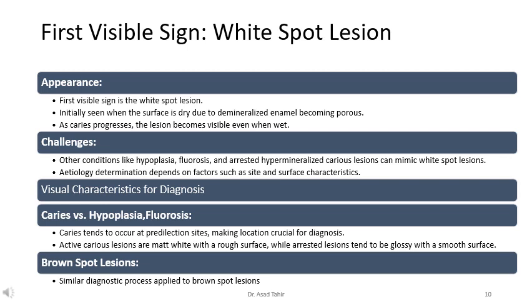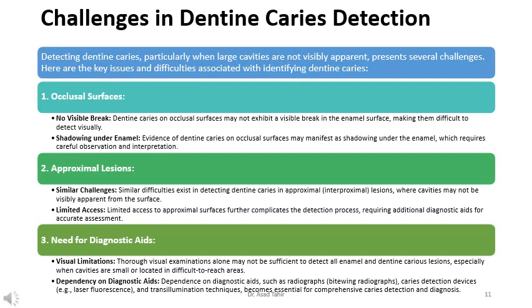Active carious lesions typically appear as matte white, with a rough surface, while arrested lesions tend to be glossy with a smooth surface. Brown spot lesions: similar diagnostic process. The diagnostic process applied to brown spot lesions is similar to that of white spot lesions. Challenges in dentine caries detection.